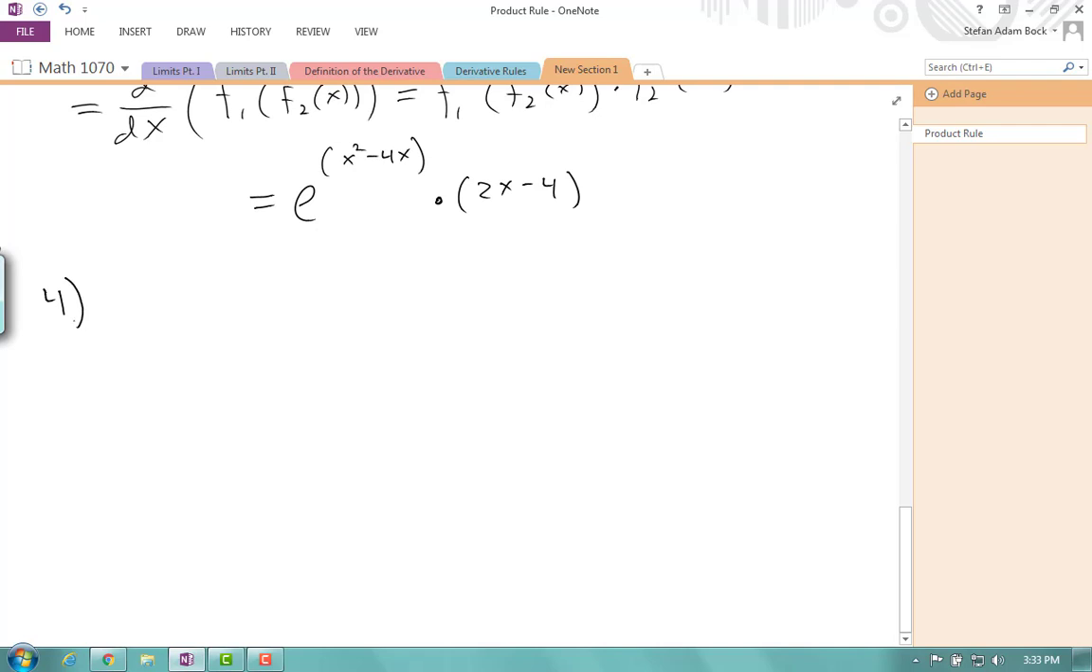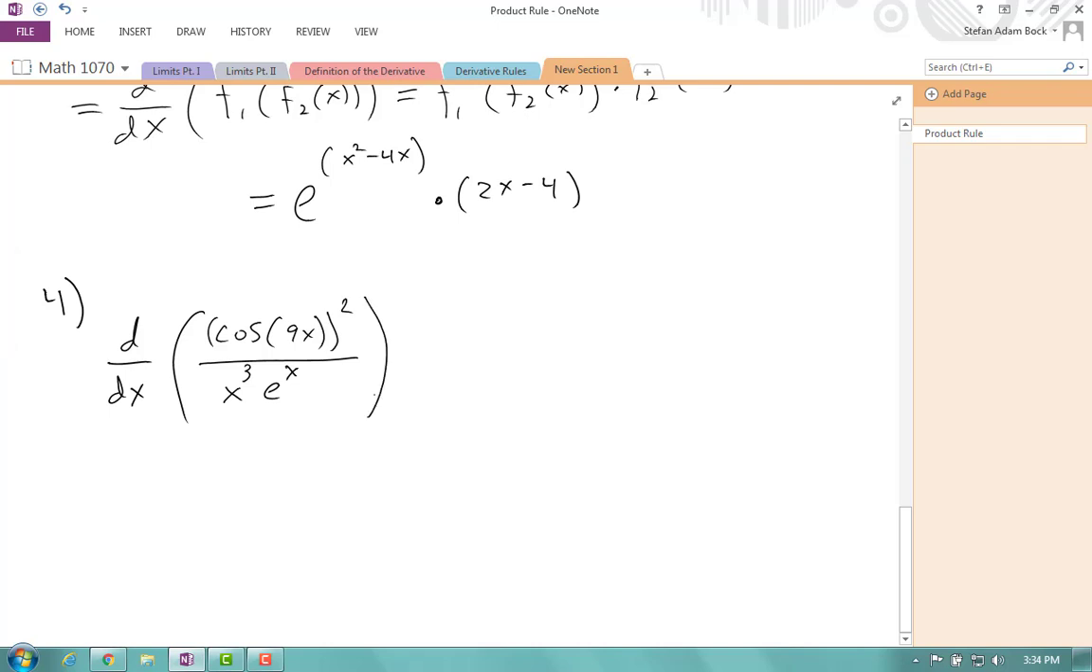Now, it's entirely possible to have all of these rules happen all at the same time. So let's try to take the derivative of cosine of 9x quantity squared, all divided by x cubed e to the x. Now, what I should recognize first is that I have something divided by something. So first I have a quotient rule. And inside of that quotient rule, I'm going to have a chain rule for the top half, and I'm going to have a product rule for the bottom half.